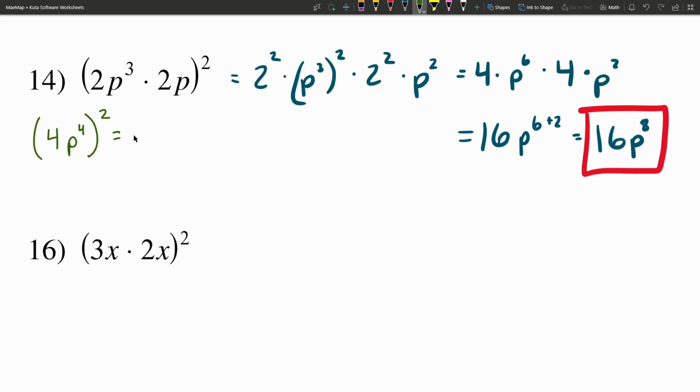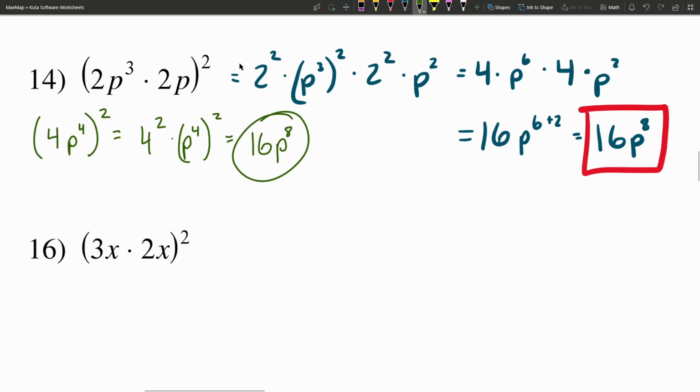square it. Doing that, we'll get 4 squared times p to the 4th, that quantity squared, which is going to give us the same exact thing. We're going to get 16 times p to the 4 times 2, or 16p to the 8th. So simplifying it down just made it a little bit easier to work with, but either way will give you the same exact solution. Let's continue on to number 16.